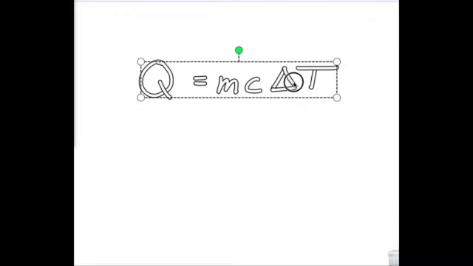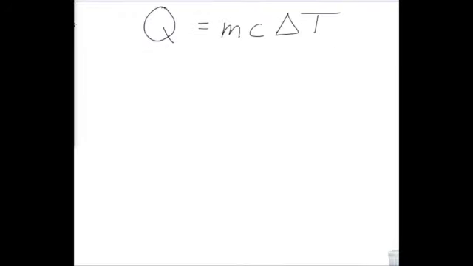In this unit, we have one major equation, and that is Q equals M times C times delta T. So let's break down each of these parts. The Q stands for heat. I know it doesn't make much sense, but Q is heat. That's the heat absorbed or released.